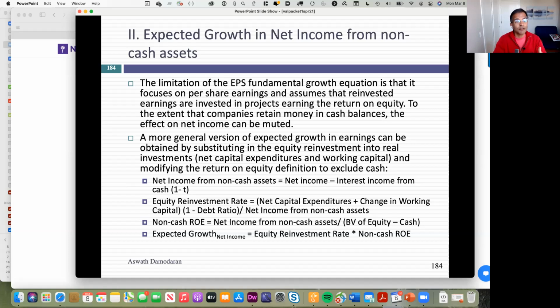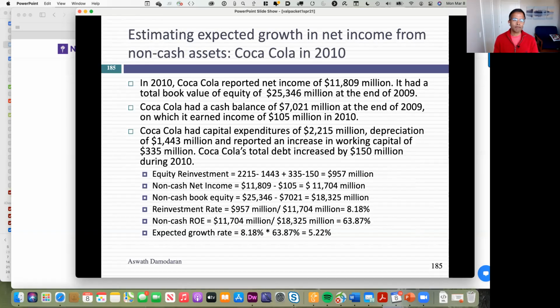In other words, interest income from cash is removed from the numerator. That's called a non-cash return on equity. I'm trying to keep cash separate from everything else, to focus on your operating assets. Enough with abstractions. Let's try this in a company.